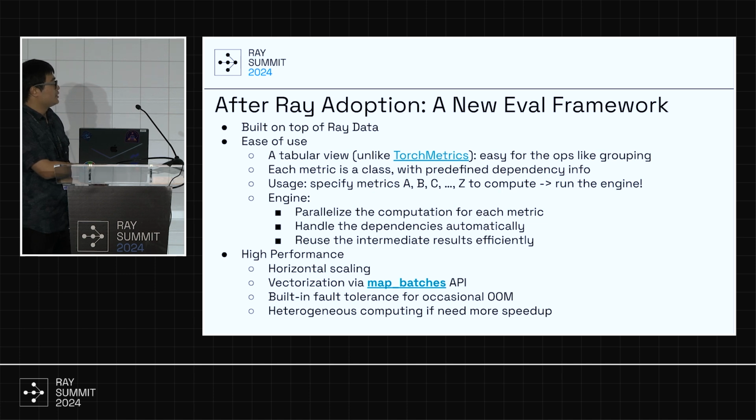On the other hand, we can also provide high performance. First, since we use Ray data, it can have out-of-the-box horizontal scaling. And moreover, we can also support vectorization very easily. In our eval process, a lot of operators can be vectorized. And we can use Ray for built-in fault tolerance. Sometimes it's important because we have occasional out-of-memory errors. And also, if we want more speedups, such as computing IOU, we can move it to GPU to compute those metrics.